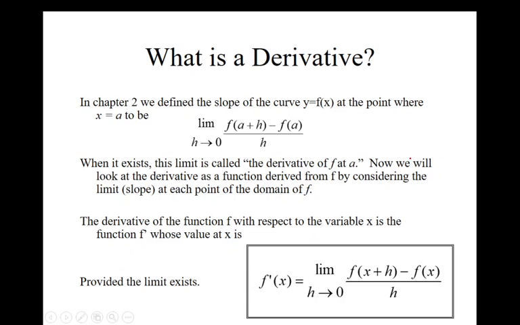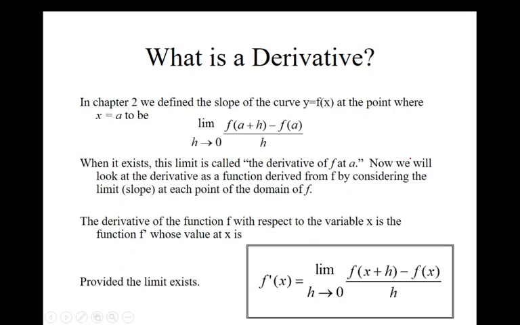So what is a derivative? In chapter 2, we're going to define the slope of a curve at the point where x equals a to be the limit as h goes to 0. This should look familiar. This is a difference quotient: f of a plus h minus f of a, over h. When it exists, this limit is called the derivative of f at a.